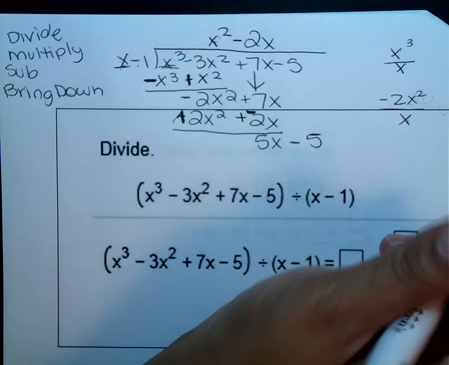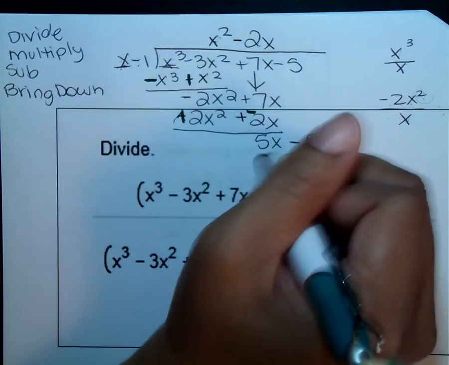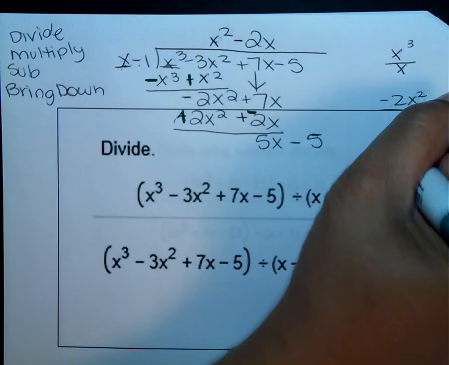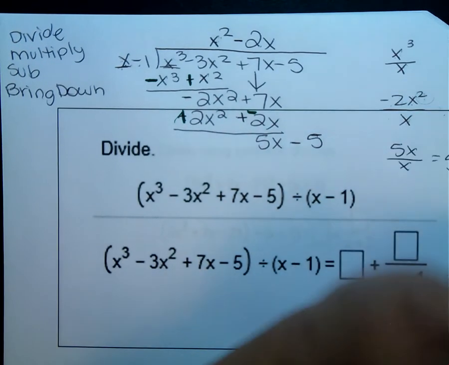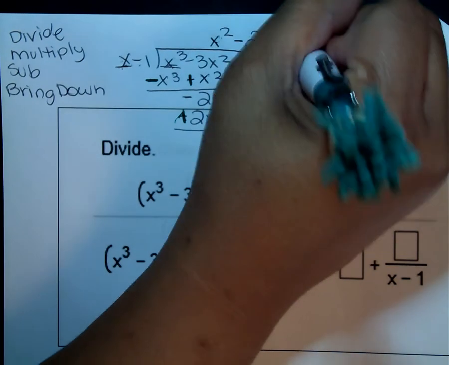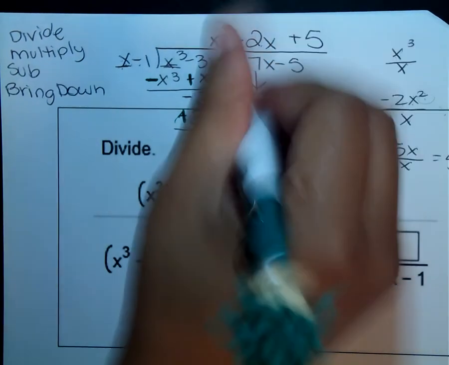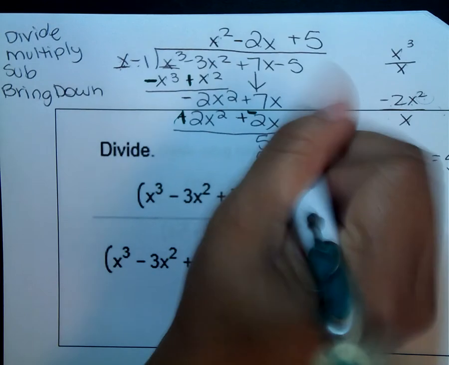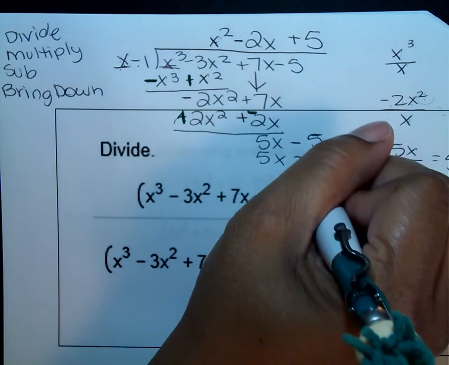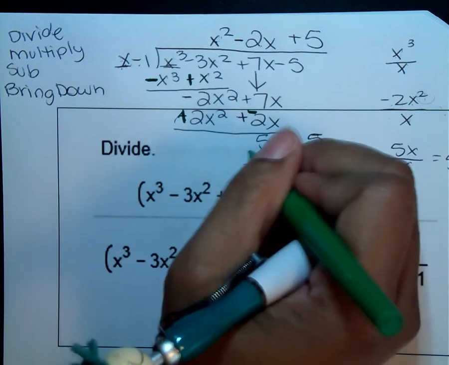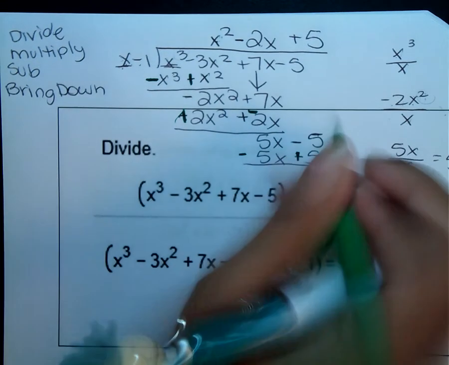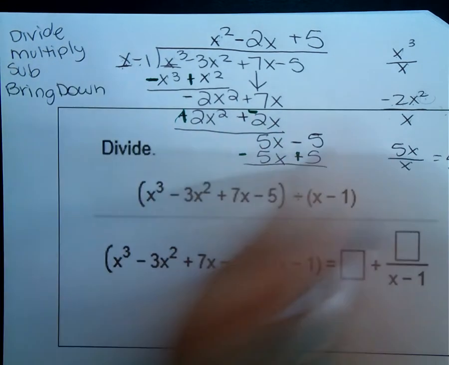Then I got to start all over again. I just brought down my 5. Now I got to start with divide again. So I'm doing 5x divided by x, which gives me 5. Divide. Then I multiply 5 times x, 5x. 5 times 1, minus 5. Then I change both my signs. And I get a remainder of 0.